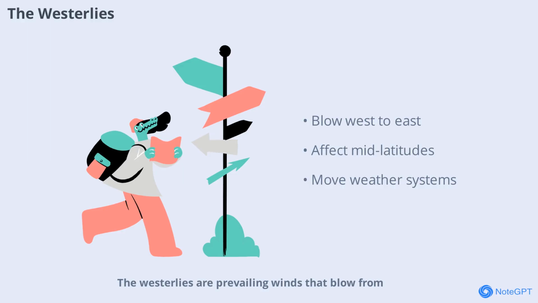Westerlies are prevailing winds that blow from the west to the east in the mid-latitudes, roughly between 30 and 60 degrees latitude in both hemispheres. These winds are responsible for much of the weather experienced in North America, Europe, and parts of Asia. The westerlies help move weather systems across continents and play a key role in the global circulation of air. Let's now turn our attention to the polar easterlies and their unique characteristics.